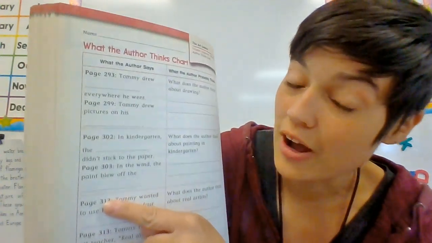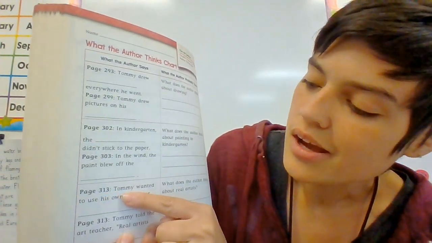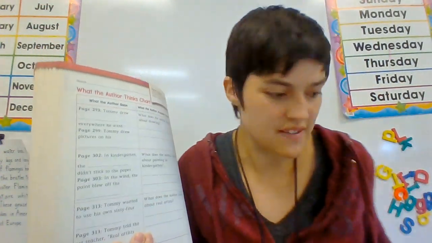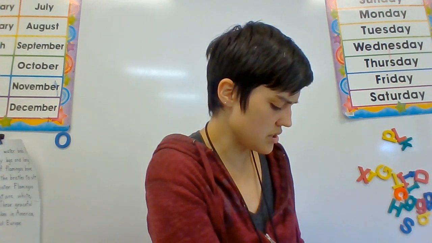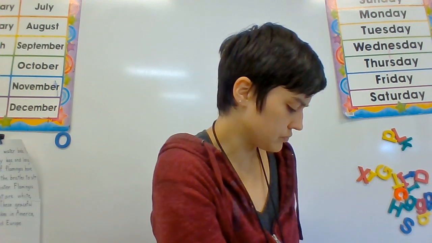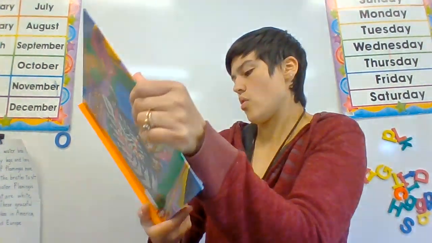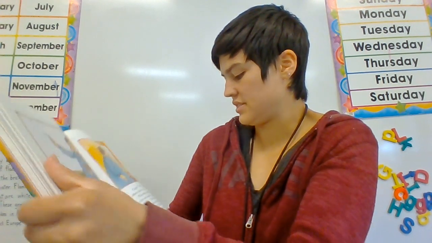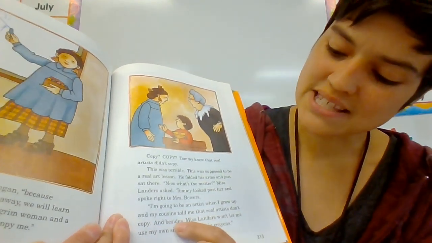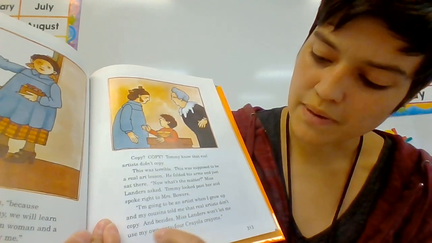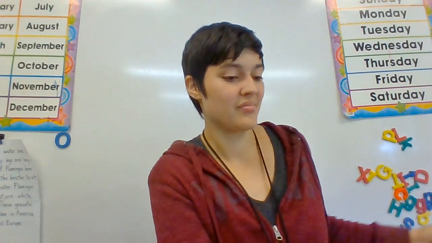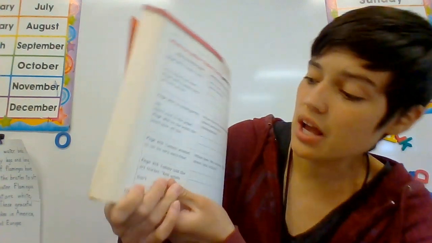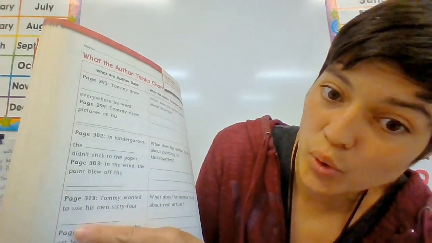Now let's look at what the author says on page 313. Tommy wanted to use his own 64 blank. 313. He wanted to use his own 64. And besides, Miss Landers won't let me use my own 64 Crayola crayons. So Tommy wanted to use his own 64 Crayola crayons. That's what the author told me.